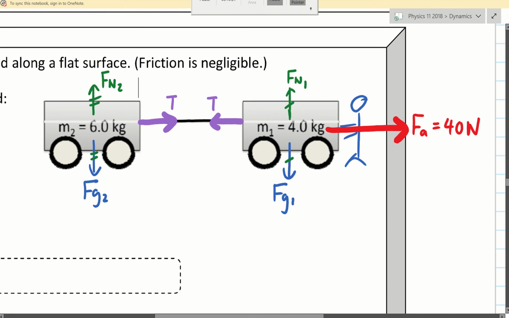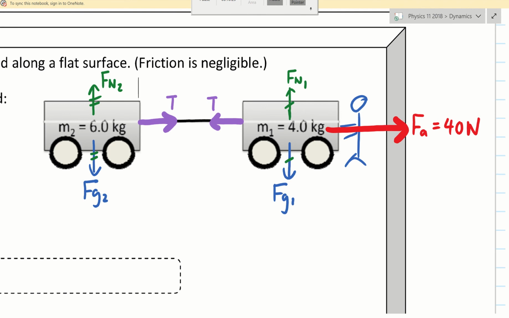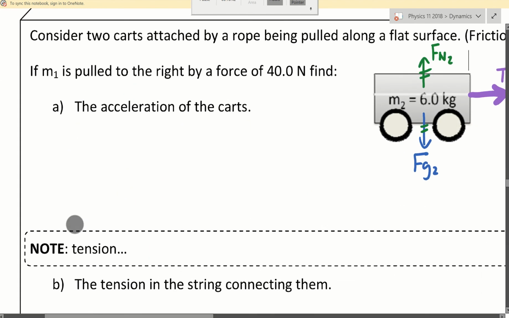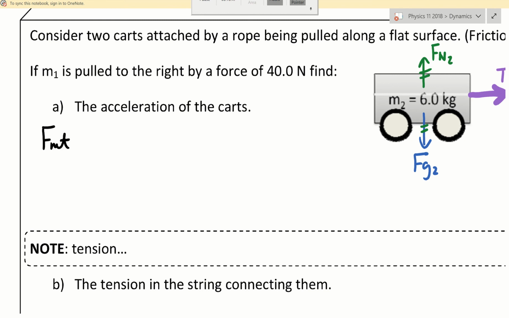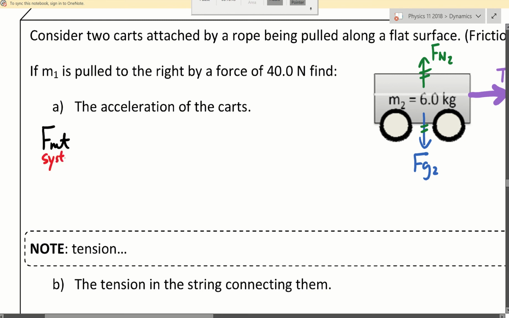Okay, so today, the most important lesson, I could actually say, other than Newton's 3 laws of motion, the most important technique you're going to learn today. So we're going to learn how to write an F-net equation, which we already know how to write for a single object, but how to write an F-net system equation. Okay, so what's the difference? How do you write an F-net, net force, system equation?